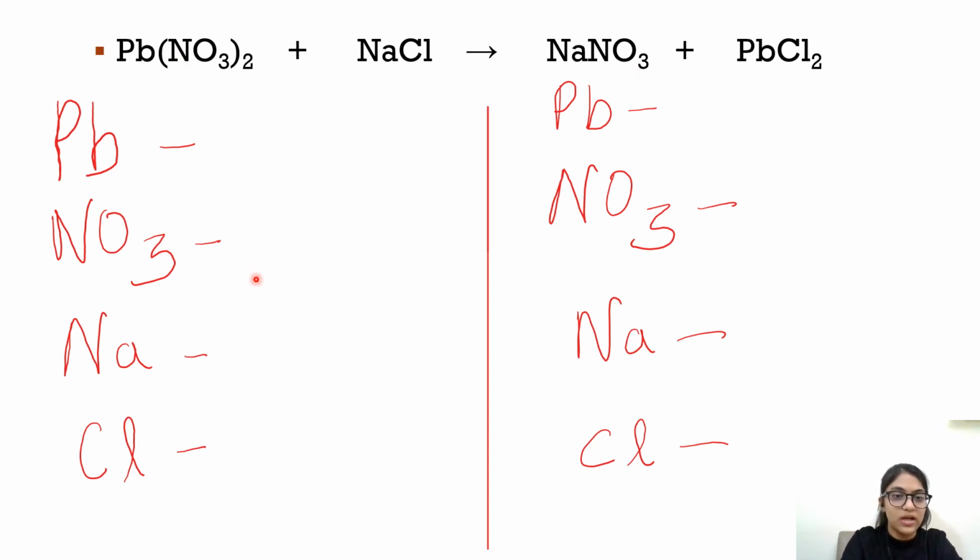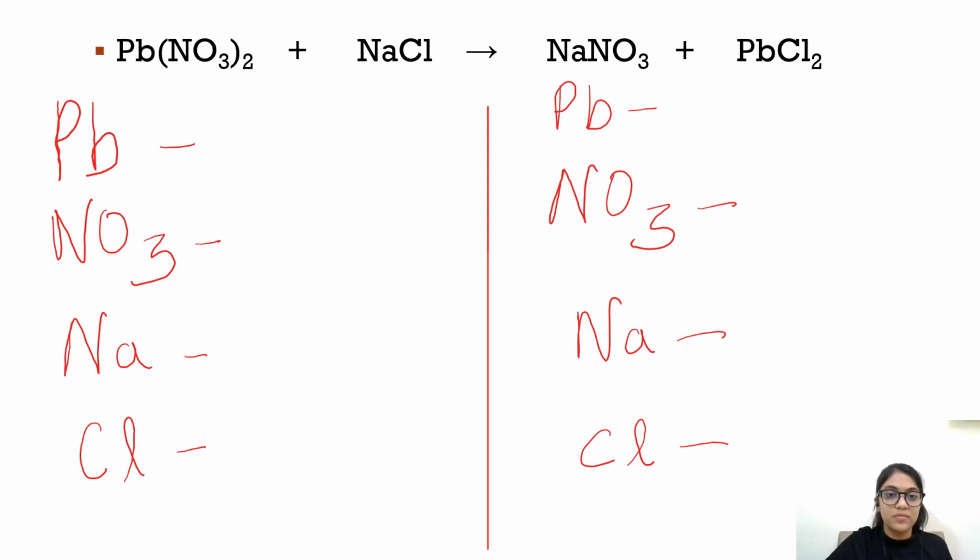Even if you want to do nitrogen and oxygen separately and go ahead with solving it like that, you can. But it's just easier to consider 2 nitrate ions and 1 nitrate ion instead of 2 nitrogen atoms and 6 oxygen atoms. So I hope you do get the point, and let's move on with solving our equation.